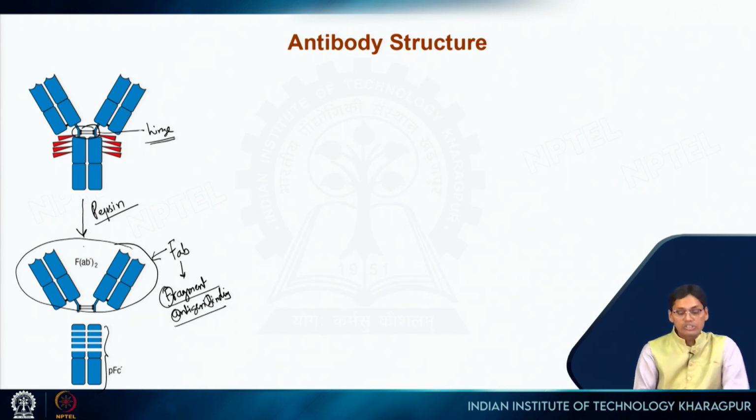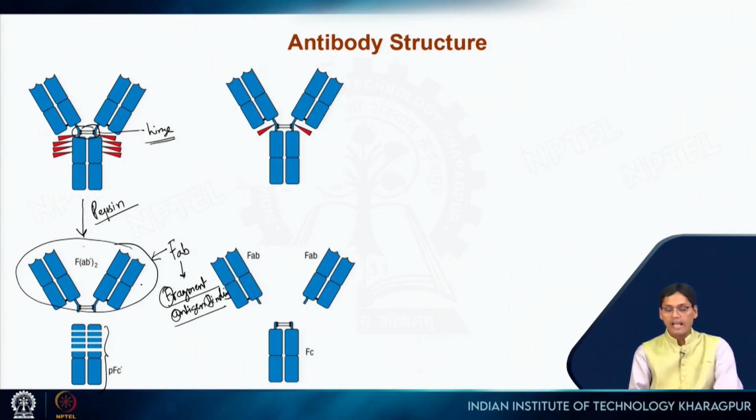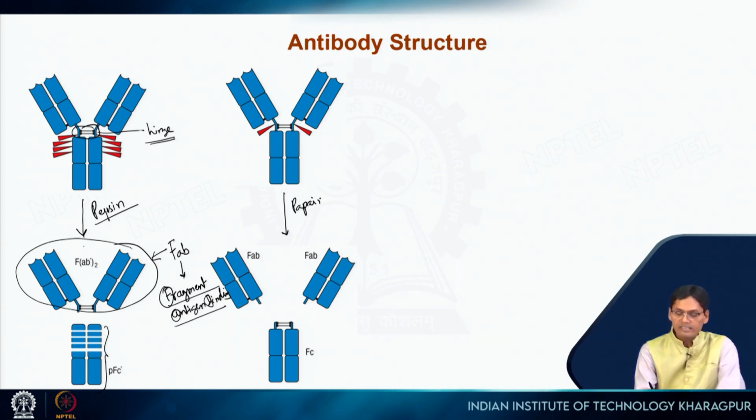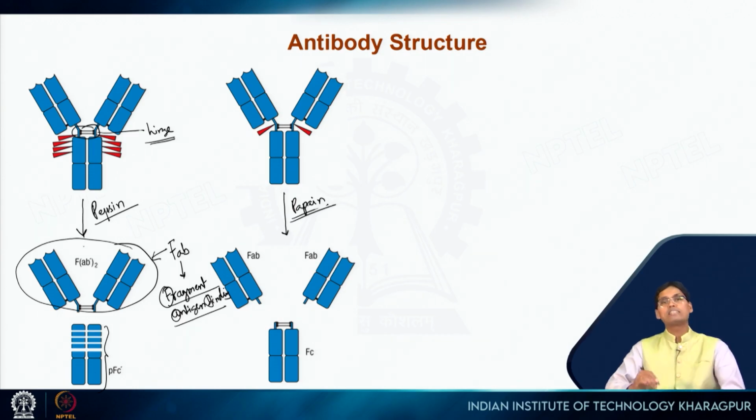And F(ab')2, because after pepsin digestion, as you can see, these two Fab fragments are staying together. On the other hand, if you digest the same antibody with another enzyme called papain, which is also a proteolytic enzyme, it will cleave above the hinge region. As a result, you are getting two Fab regions, fragment antigen binding regions, and this Fc region, as I already mentioned, fragment crystallizable region, correct?